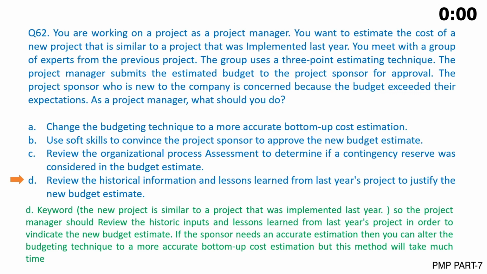The answer is D. Keyword: the new project is similar to a project that was implemented last year, so the project manager should review the historic inputs and lessons learned from last year's project in order to vindicate the new budget estimate. If the sponsor needs an accurate estimation, then you can alter the budgeting technique to a more accurate bottom-up cost estimation, but this method will take much time.